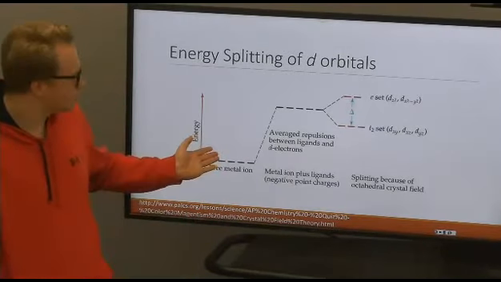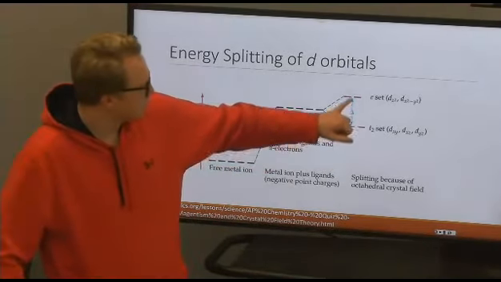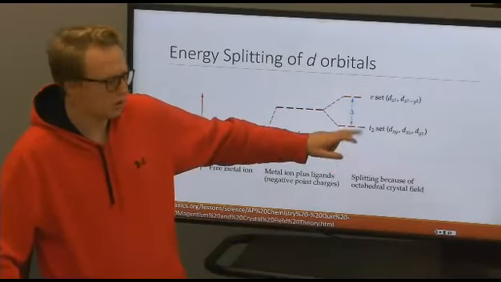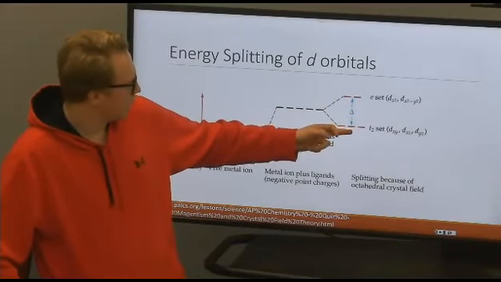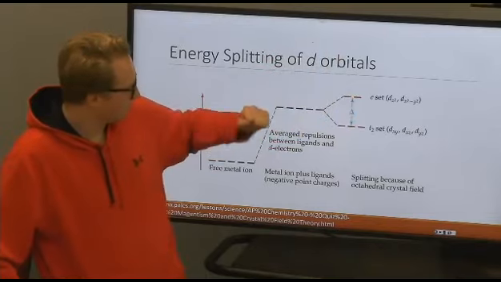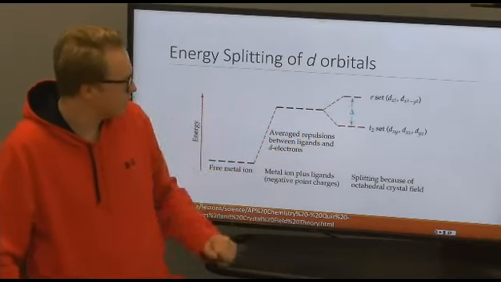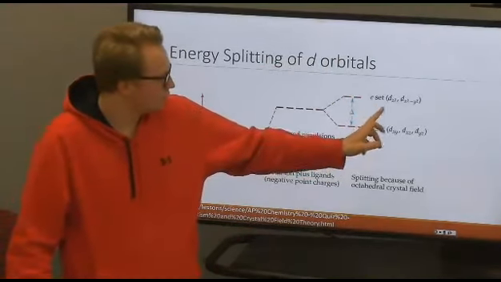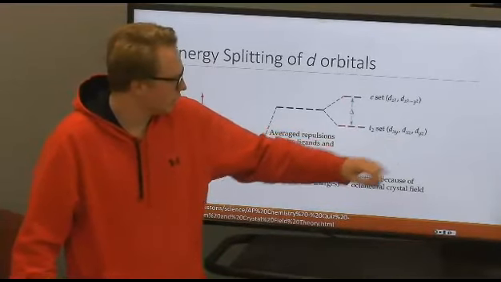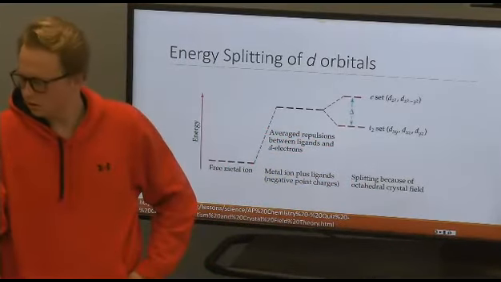So this is the energy splitting that we get. So this is 10 Dq. So then this is negative 4 and positive 6 Dq. And then we get our E set, which is our 2, and then T2g set.